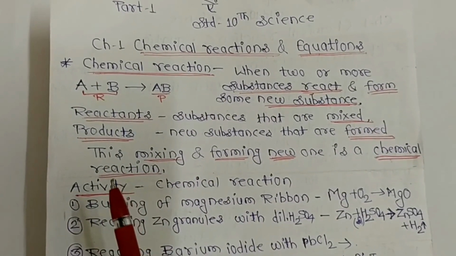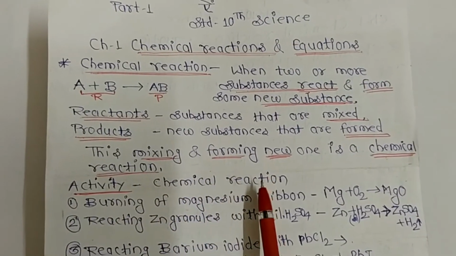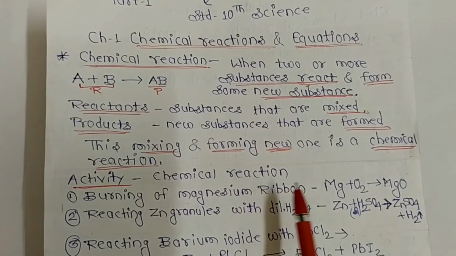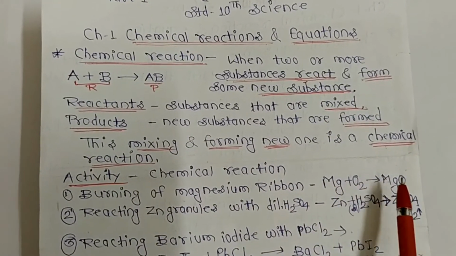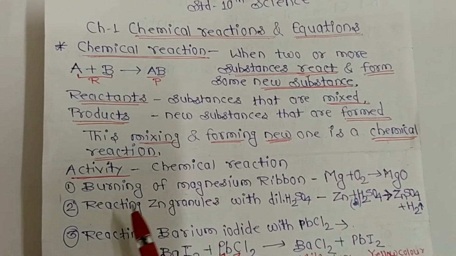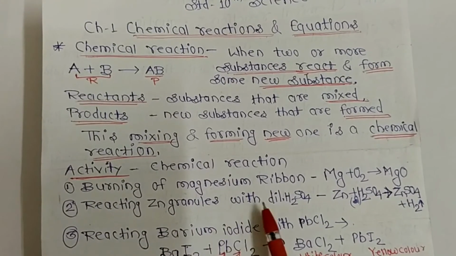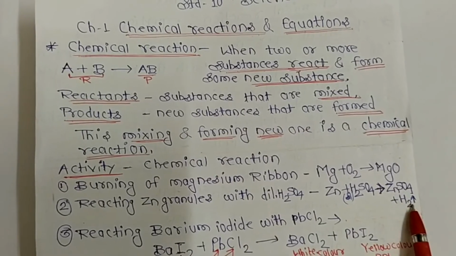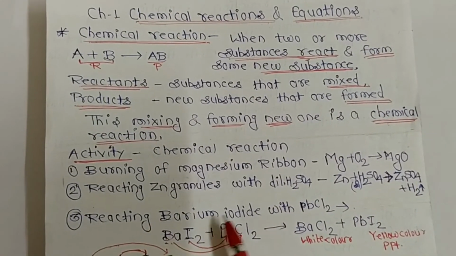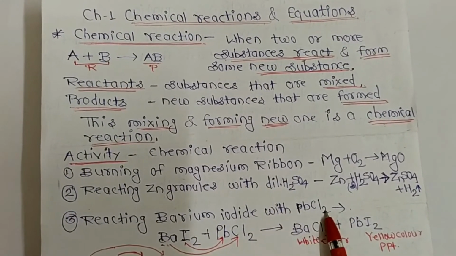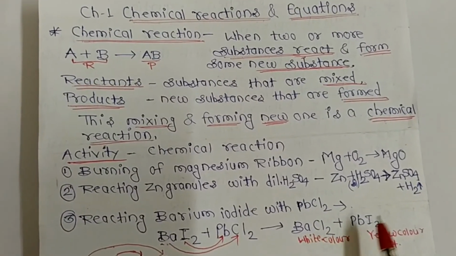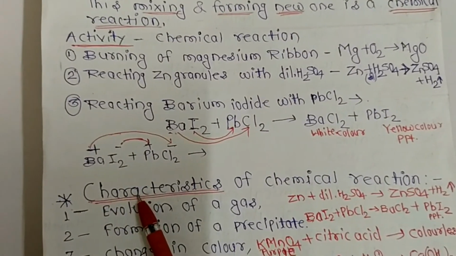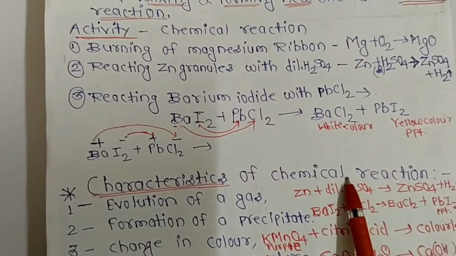Now next what did we learn? Activity. So for understanding chemical reaction, first activity, burning of magnesium ribbon: magnesium reacts with oxygen, magnesium oxide will form. And second, reacting zinc granules with dilute sulfuric acid, then zinc sulfate and hydrogen gas will form. Now reacting barium iodide with lead chloride, then barium chloride and lead iodide precipitate will form. And next one is what? The characteristics of chemical reaction.